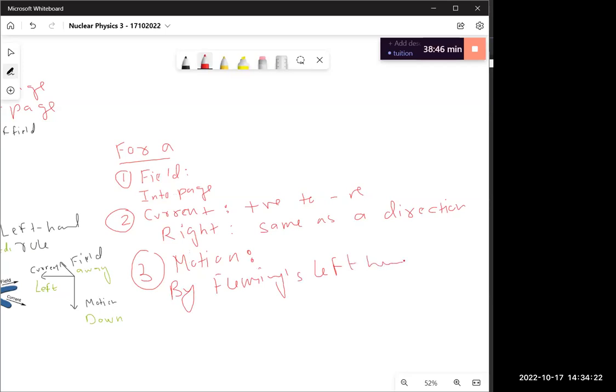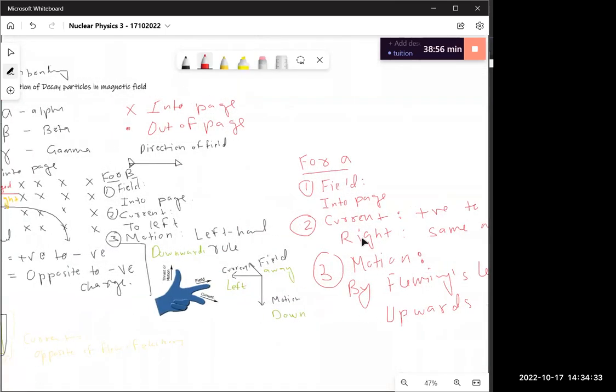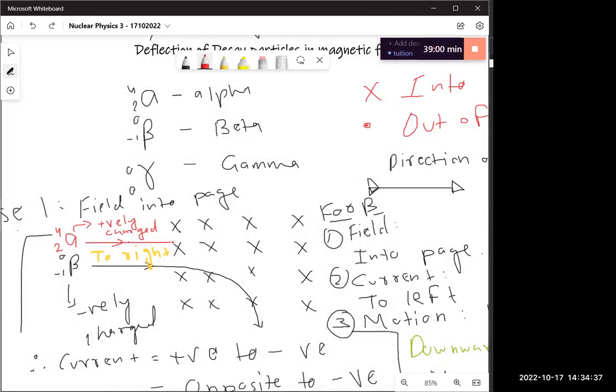Left hand rule. Into the page means away from me, right? Yes. So upwards. The alpha particle goes in the opposite direction to electrons, or the beta particles. It will go slowly, not much. It will not bend too much. It will bend a little bit.